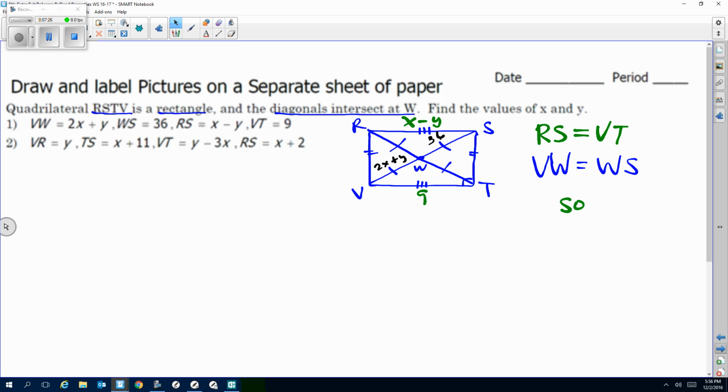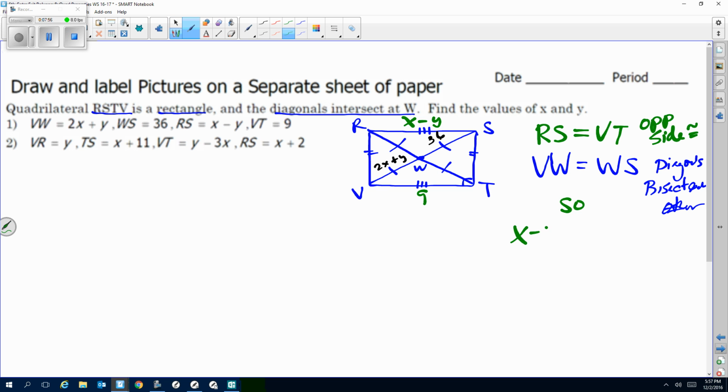So I went ahead and labeled that and color coded them. So I knew that WS is congruent to VT because these were opposite sides. Okay, and opposite sides are congruent for a rectangle. And I knew that VW is equal to WS because the diagonals bisect each other. So if that is true, I can just do some substitution. We should have x minus y is equal to 9, and 2x plus y is equal to 36.